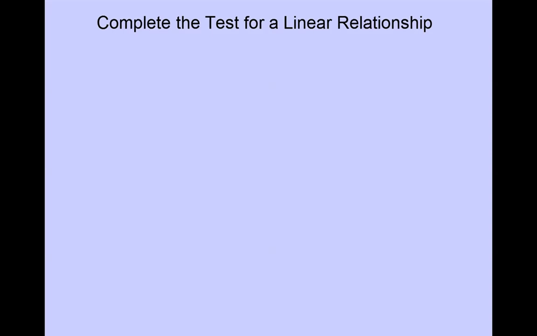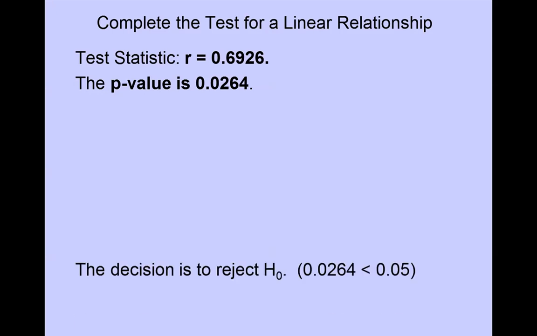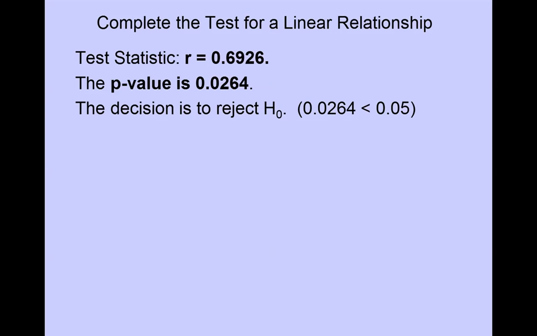Let's complete the test for the linear relationship. The test statistic is the value of the sample correlation coefficient R, and we'll write that as 0.6926. The p-value we found in that table as 0.0264. Now we need to make our decision. Well, the decision will be made to reject the null hypothesis. That is because 0.0264 is less than 0.05.